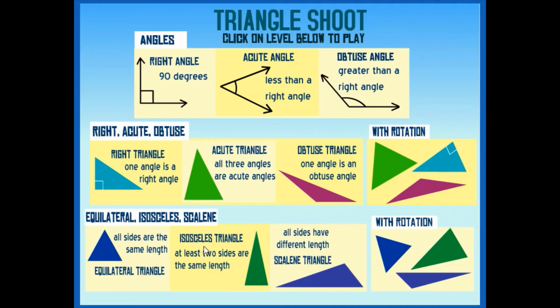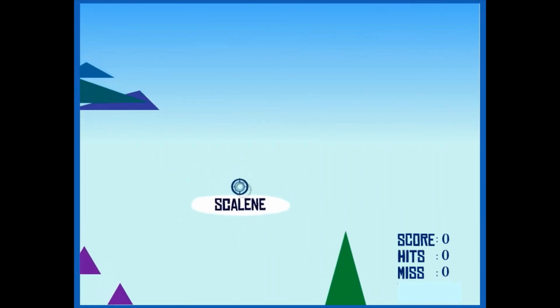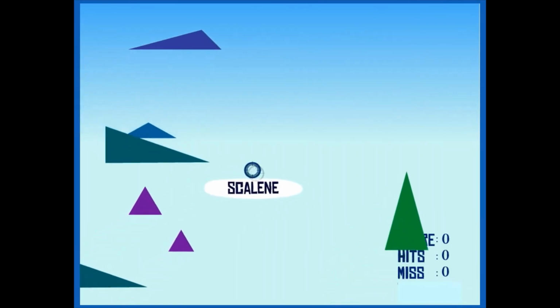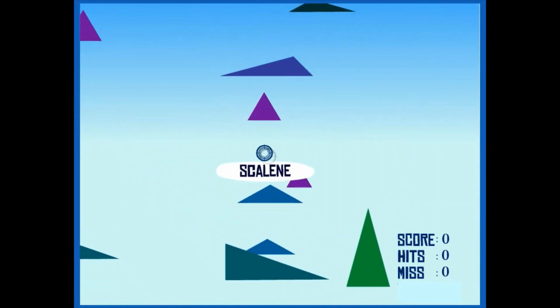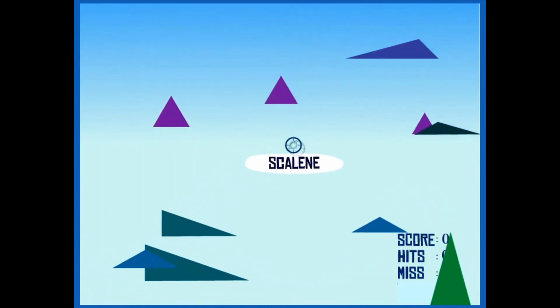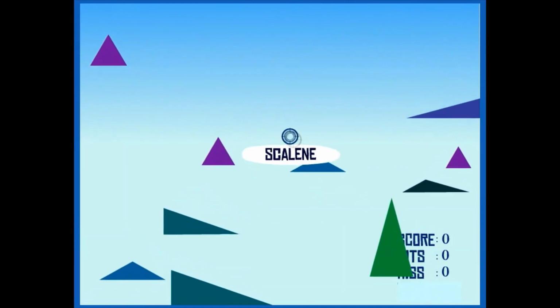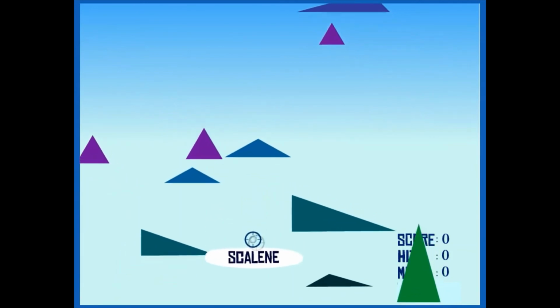So I'm going to go into the relaxed mode, partly so I can talk to you about it. It just gives you 10 questions. With the timed mode, you have a time and you have to try and do as many as you can. Okay. So what you have to do is you have a little shooter. I'm on a laptop. I'm not sure how it works on a tablet, so you'll have to give it a go. But on a computer, you're just going to click your mouse to shoot the triangles. Now it tells you the type of triangle you need to look for. So this says a scalene. So you're looking for the triangles which are skew width. Now I can see one floating down here.